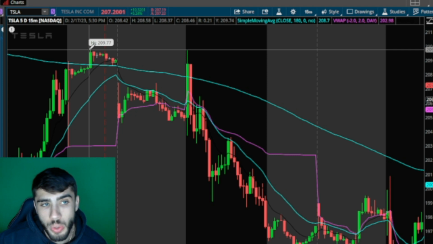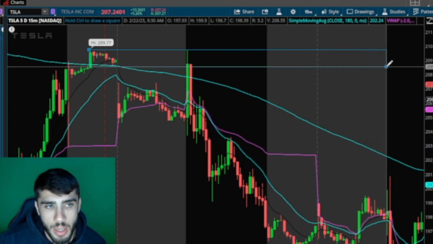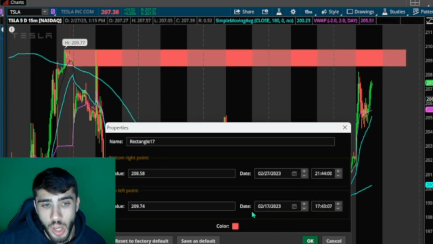So to draw this zone on the 15-minute time frame, I'm going to use the wick high to the body low of this candle, and I'm going to draw it all the way across the current price action. I'm going to make this a different color so I know this is a lower time frame zone.